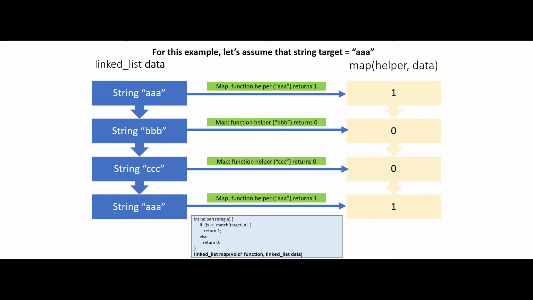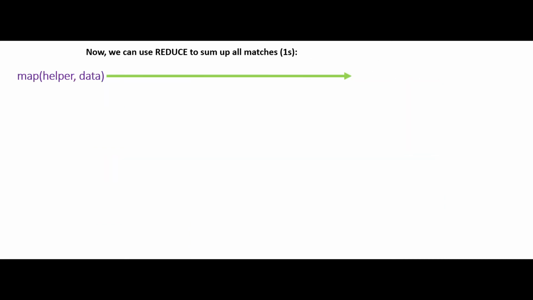Since the map function returns a linked list, it will return a linked list of zeros and ones, where each one corresponds to a match and each 0 corresponds to a non-match. So now all we have to do is sum up all the ones, and that will give us the count of matching elements. Intuitively, you're probably already guessing that we're going to use reduce to apply addition to a list.